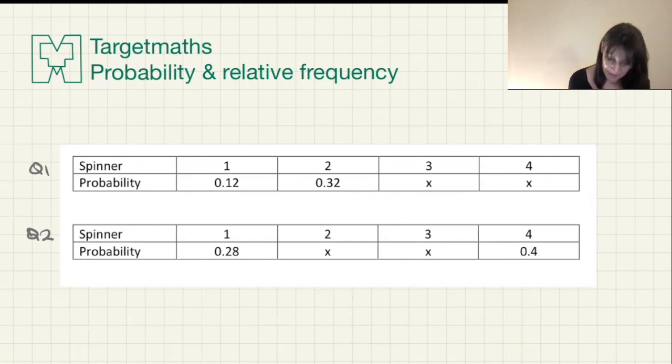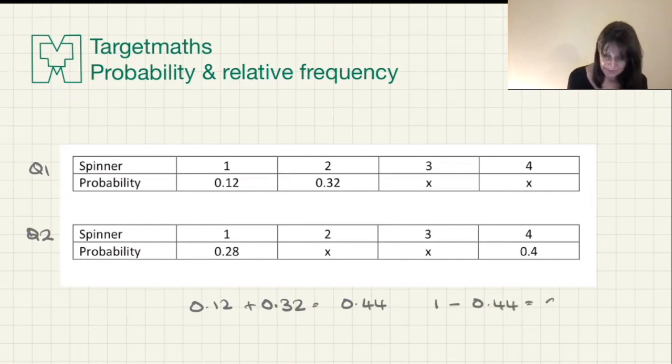Okay, so the first one, we've got 0.12 plus 0.32. That's adding up to 0.44. 1 minus 0.44 is equal to 0.56. And when I divide that by 2, I will get 0.28. So I've got 0.28 and 0.28 in the first one. They are both X, so it's shared equally.